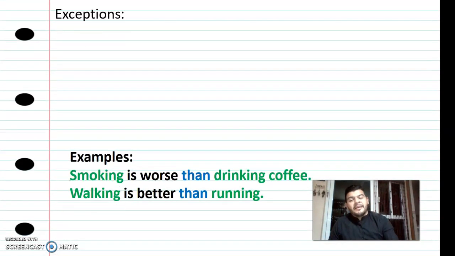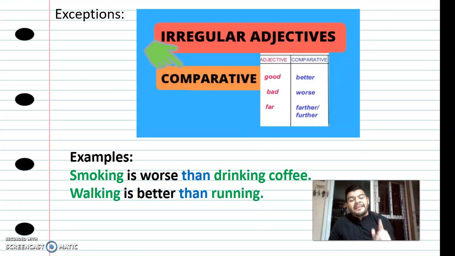Let's take a look at what happens with exceptions. We have three exceptions for comparatives. We have good that changes to better, bad that changes to worse, far that changes to farther or further. And the examples are smoking is worse than drinking coffee. Walking is better than running.